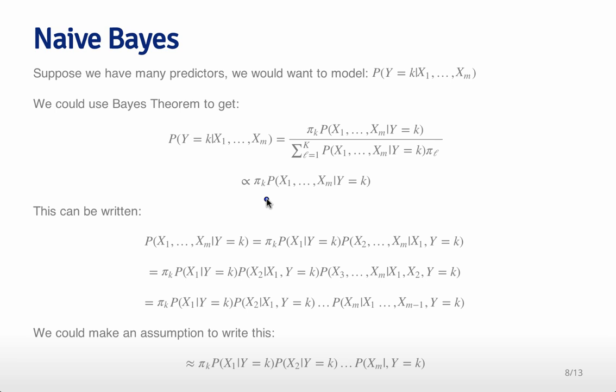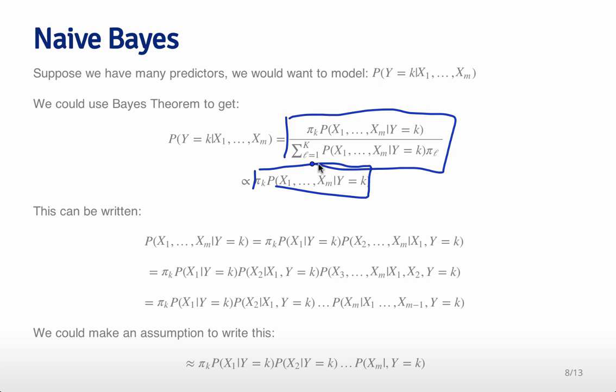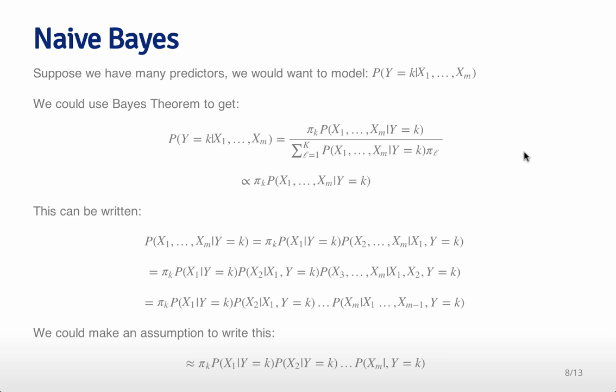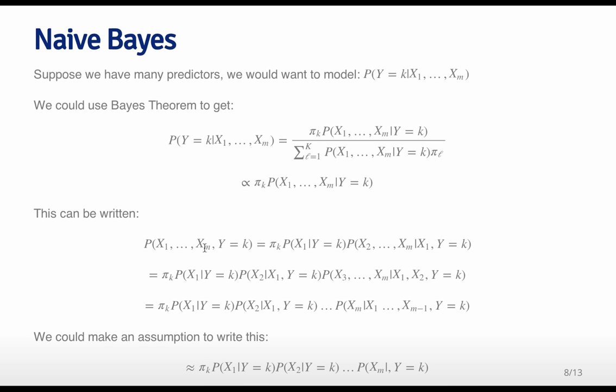So the way that this can be written is that this probability is proportional to the prior probability times the probability of the features given that we're in class K. In other words, if you pick the largest value of this quantity here, it will be the same as picking the largest probability here, because the term in the denominator is just a constant for all the different probabilities. We can then break that down a little bit further.